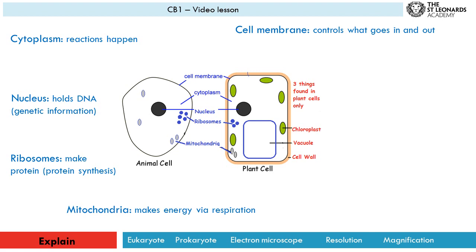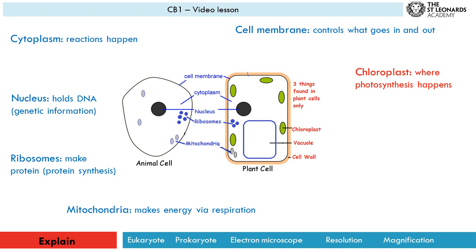The cell membrane, again, is another organelle common to both plant and animal cells, and it's the organelle that controls what moves in and out of the cell, as well as giving the cell some structure and support. These ones in red are unique to plant cells.